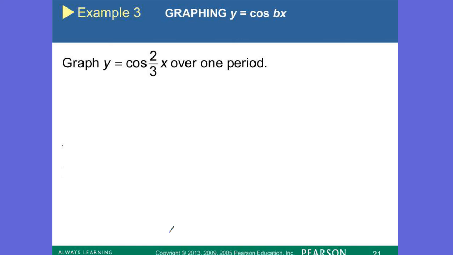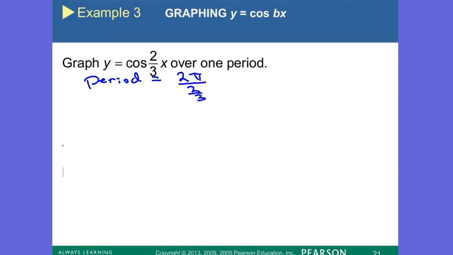What's the first thing I do? Find the period. So, if I was paying attention, I would know that you multiply the period by pi. Honey. It's going to be 2 pi over 2 over 3. Now, can you divide fractions?